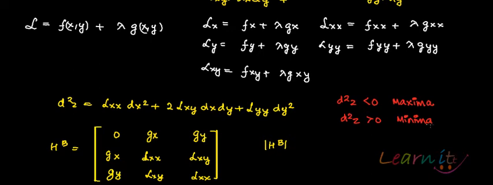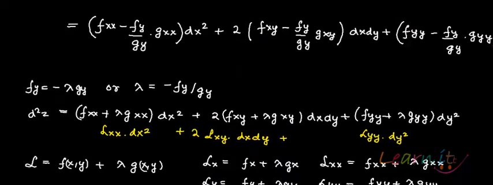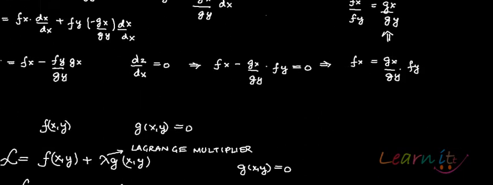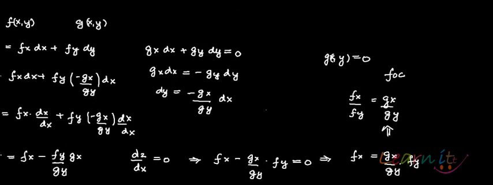Okay, so this we have already talked about. So this was the entire proof for the Lagrangian function, that is, how do you get the first order conditions and second order conditions in the Lagrangian function? Okay, thanks.